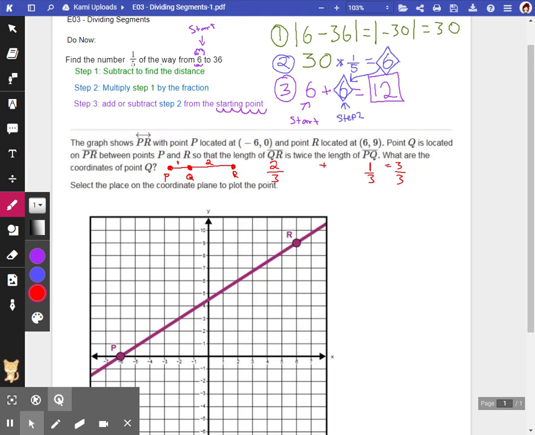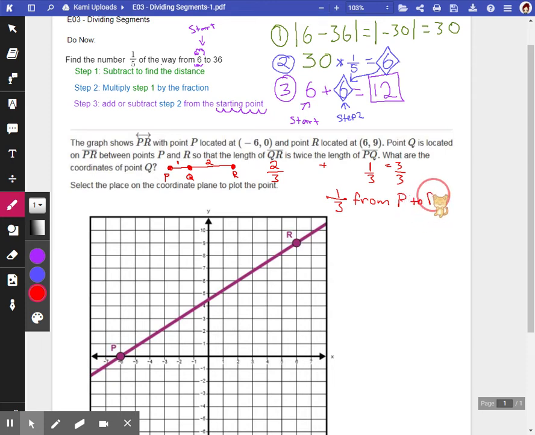I prefer adding, so I would rather start from P so that I'm going up to get to R. So P is on that. I'm going 1/3 of the way from P. So that makes this -6, 0 my start.